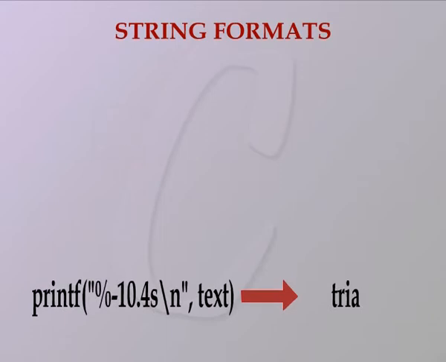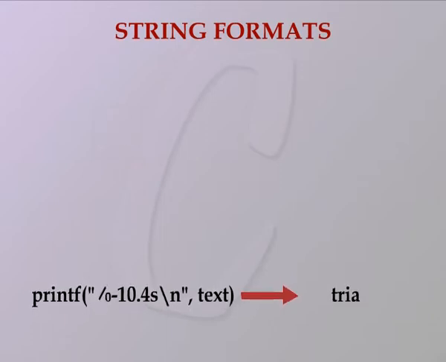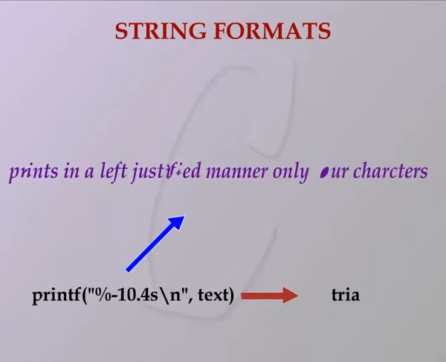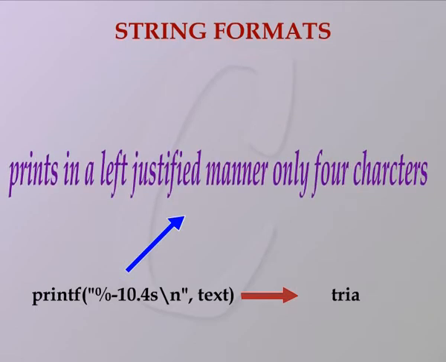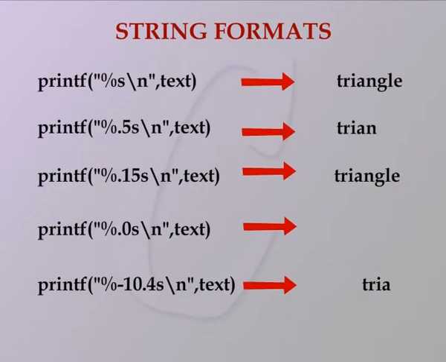And the final printf statement, I am having a -10.4. This is nothing but for justification. So when I give -10.4, it is left justified by 10 spaces and the 4 characters of the text are printed. So this "tria", the first 4 characters of this entire text triangle, is displayed in a left justified manner. So this is just an example for you to know that a string can be printed with so many modifications. All this is permissible in the C programming language.